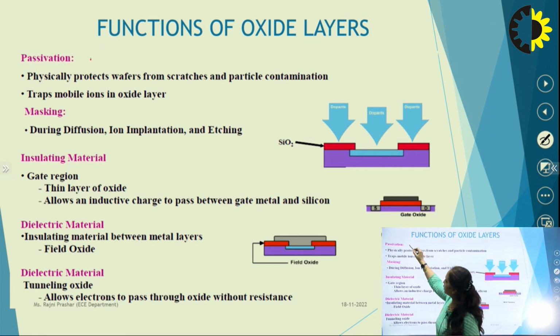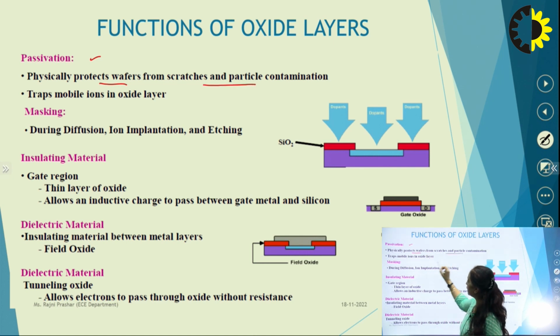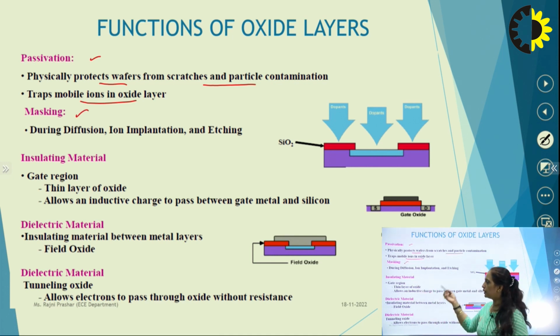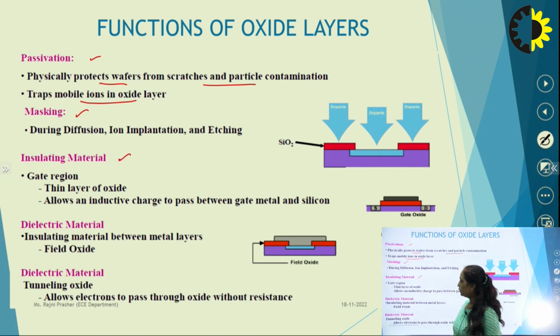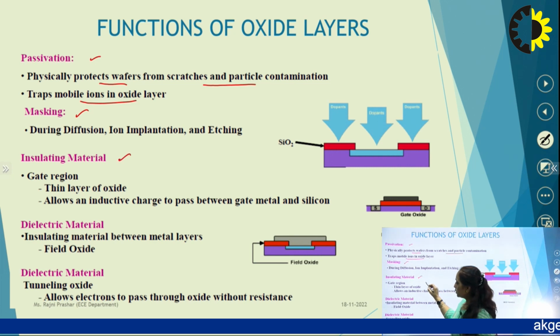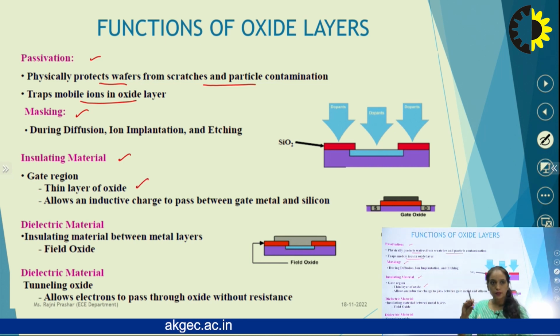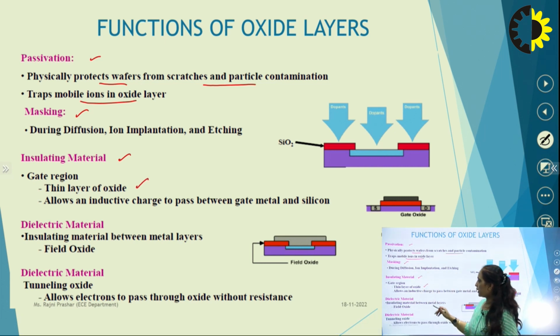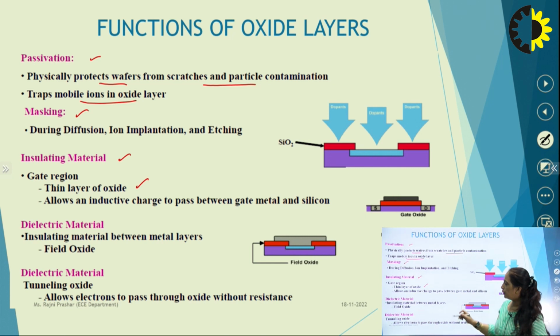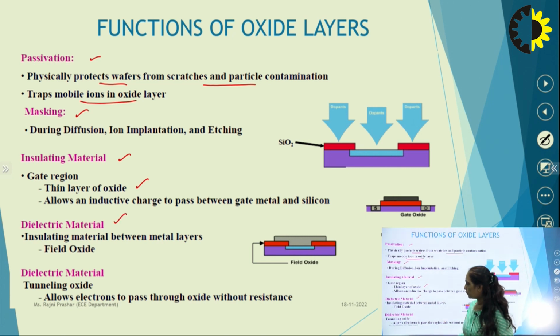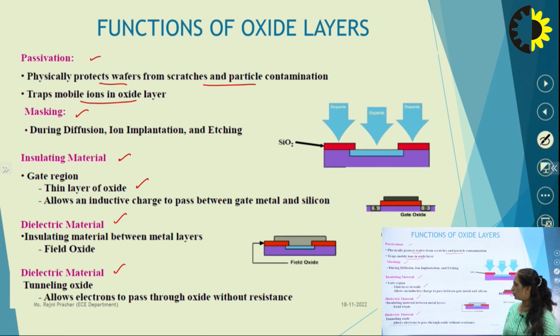So the function of these oxide layers we have already seen. It behaves as a passivation layer to protect the wafer from scratches and particle contamination. It traps the mobile ions in the oxide layer. Next, masking: during diffusion, ion implantation or etching, it is used as a mask. It also behaves as an insulating gate material. A very thin oxide layer is grown over the silicon. It prevents inductive charge between the gate metal and the silicon. It can also work as a dielectric material, including for tunneling oxides.